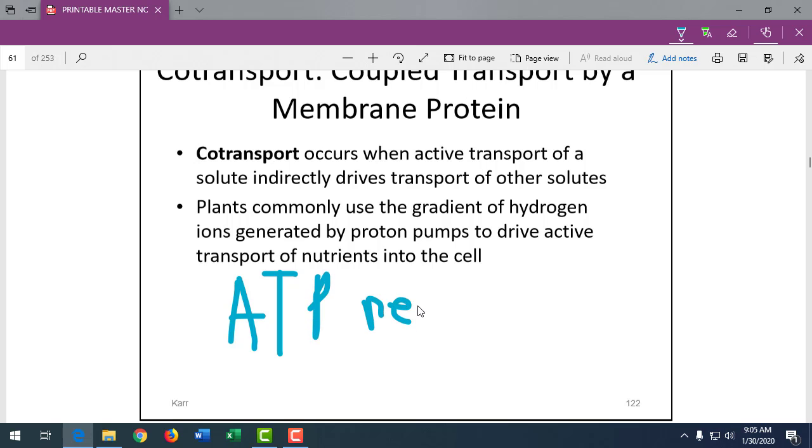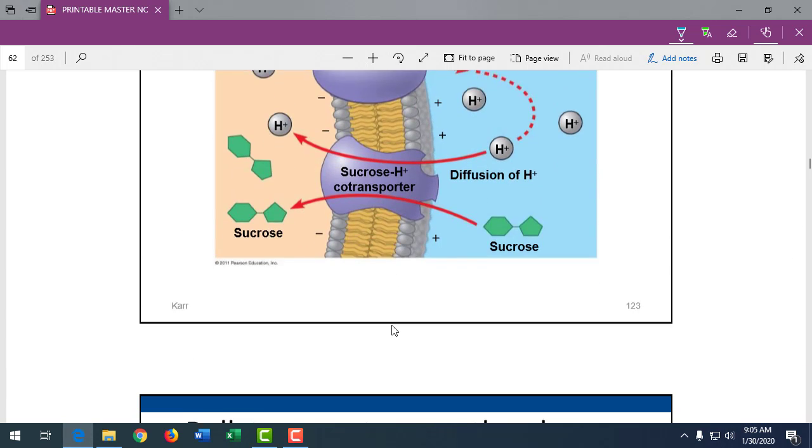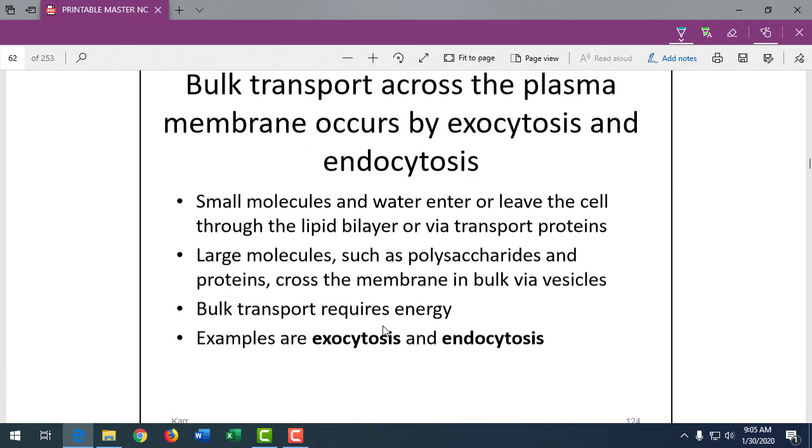This is horrible handwriting, sorry. But this allows me to keep it on the computer for the video. So we need ATP for co-transport. So that's what this is.